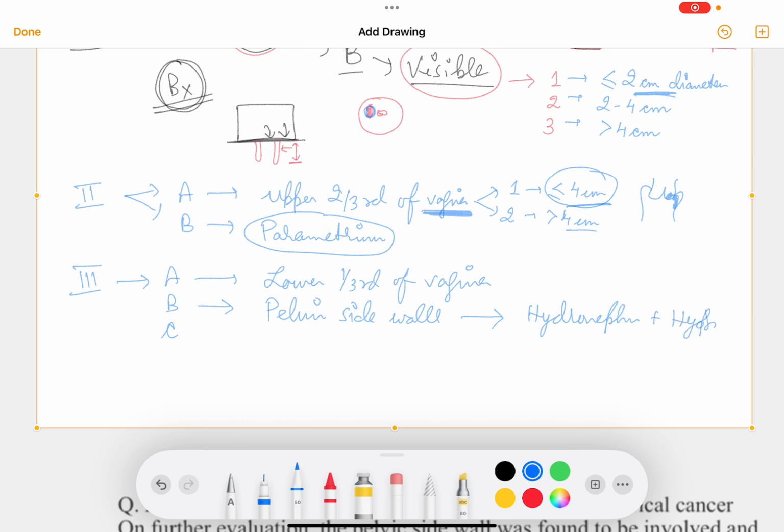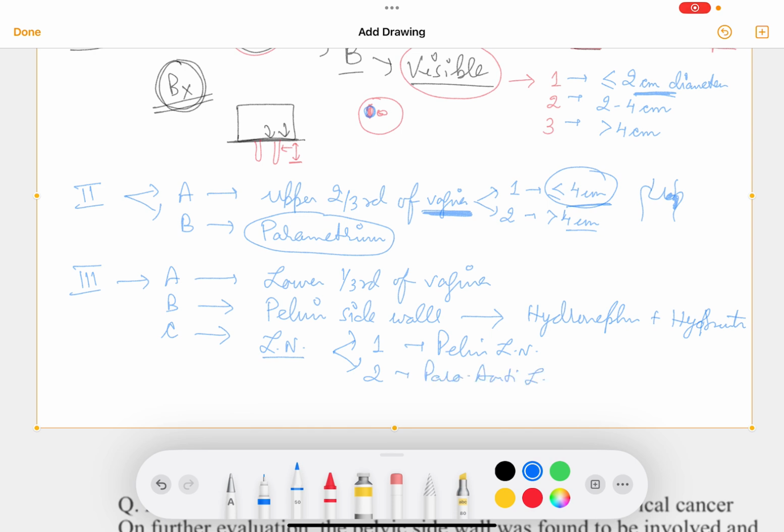Hydronephrosis and hydroureter. So basically all the urinary stasis and urinary problems, renal function test deranged, they all are in stage 3B. Stage 3C is lymph node involvement. Lymph node involvement can again be divided into 3C1 and 3C2. 3C1 is pelvic lymph node involvement and 3C2 is para-aortic lymph node involvement.